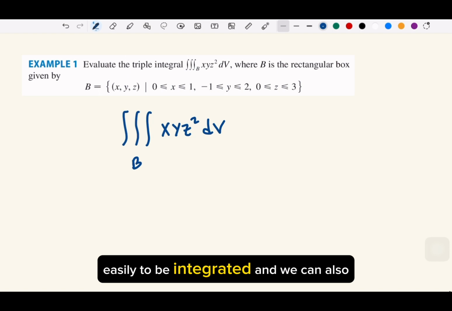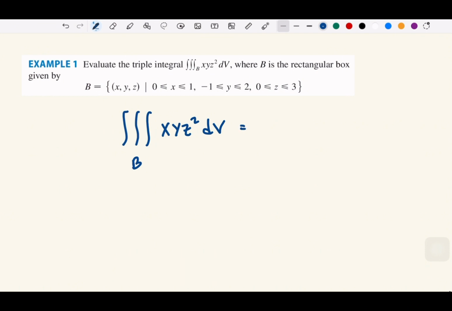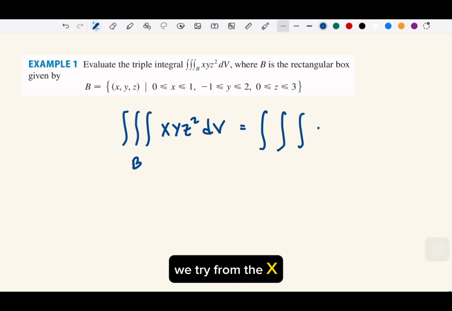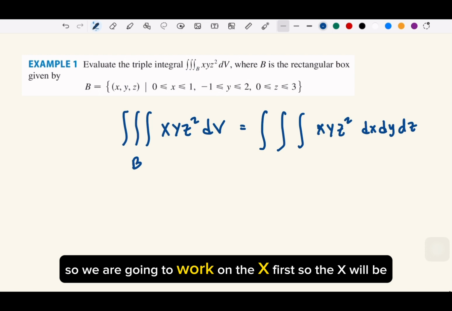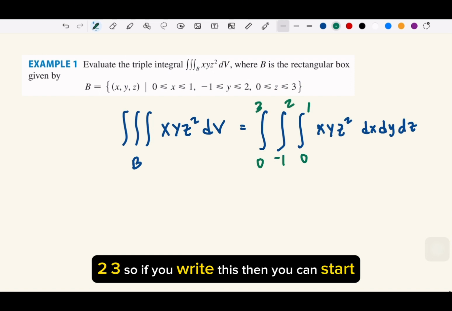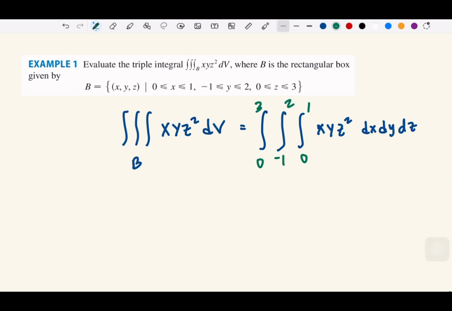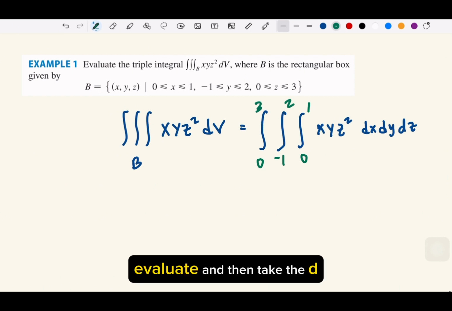And we can also, so if we try to work out, for example, we try from dx, dy, and dz. So we are going to work on dx first. So x will be 0 to 1, y will be negative 1 to 2, z will be 0 to 3. So if you write this, then we can start, take the inside integration, evaluate, and then take the dy, evaluate, and then take the z.